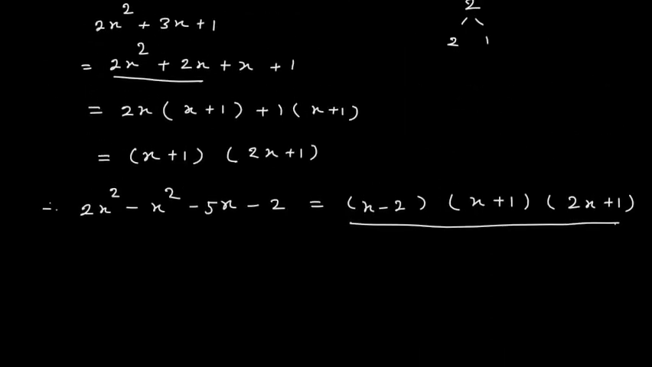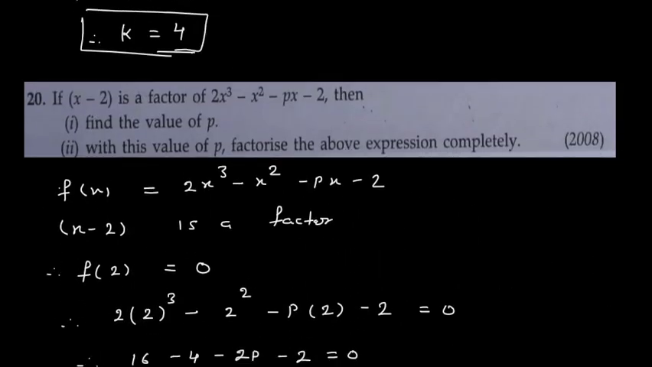Now here is problem number 21. Find the value of constants a and b if x minus 2 and x plus 3 both are factors of this expression. So here we have f(x) as x cube plus ax square plus bx minus 12. I will say that x minus 2 and x plus 3 both are factors.